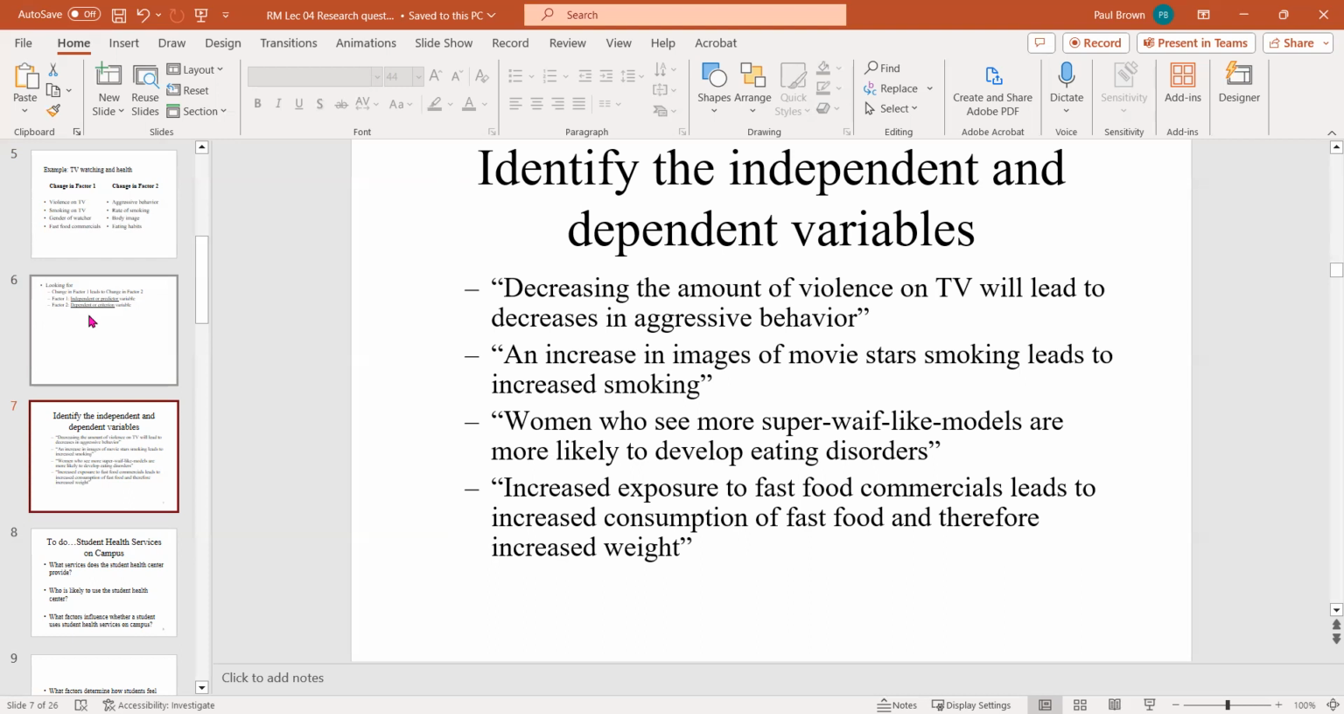But in each case, this is your independent variable. This is your dependent variable. And insurance is the dependent variable when looking at this relationship, and the independent variable when looking at that relationship. Good?